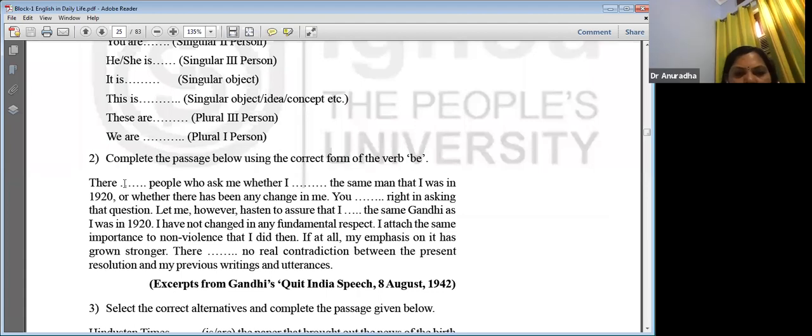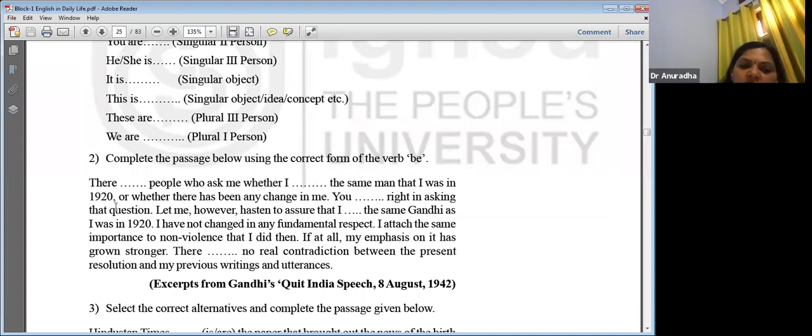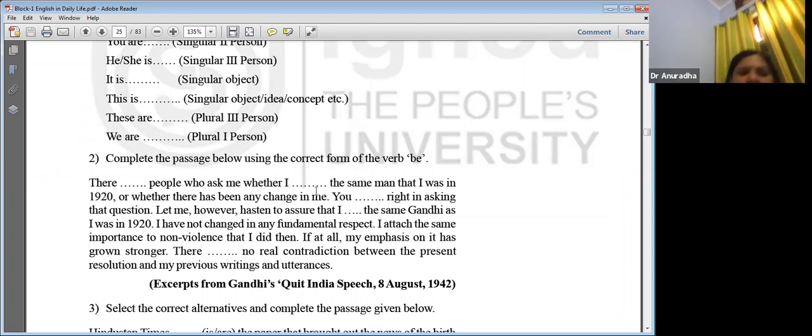Yes, we can change it into past also. So "there were people who asked me whether I was the same man that I was in 1920 or whether there has been any change in me." Next: "You are right in asking that question."